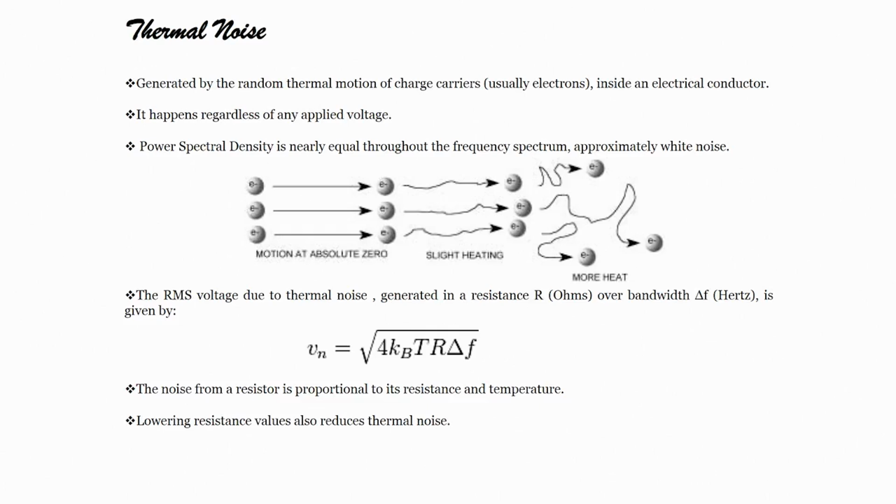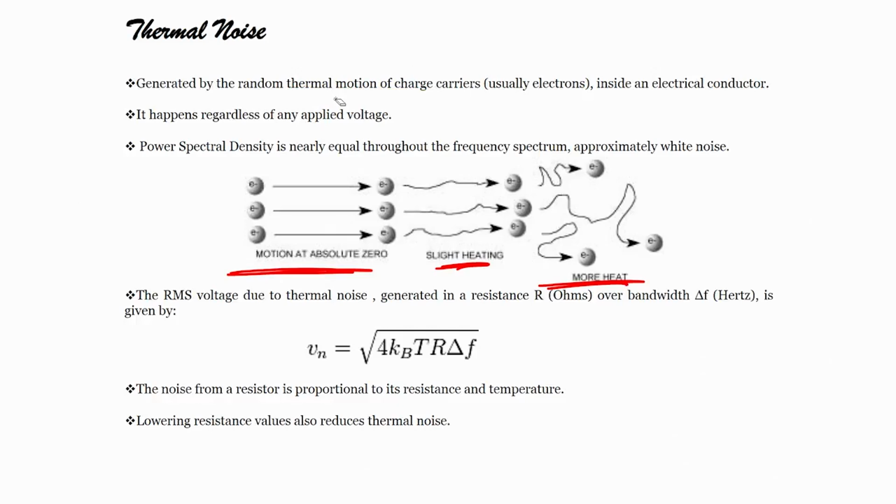So, let us see what the types of noises are. The first noise is thermal noise. This noise is generated by random thermal motion of charge carriers, usually electrons, inside an electrical conductor. It happens regardless of any applied voltage. That means you see motion even at absolute 0; slight heating will cause random fluctuation or motion of the electrons, and if I apply more heat, then it becomes even more random. So, this random motion of the electrons or charges causes noise.